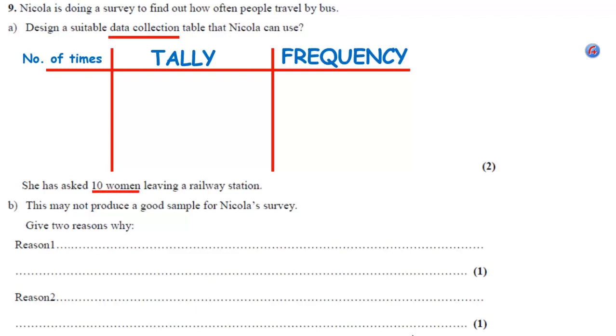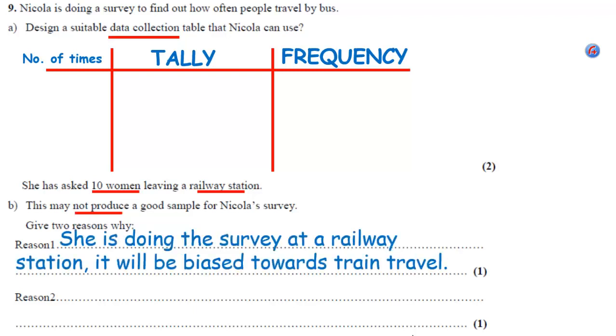She asked 10 women leaving a railway station. This may not produce a good sample for Nicola's survey. Think about it. She's interested in how often people travel by bus. She goes to a railway station. She asks 10 women. So there are logical things you could write here. Why does this not produce a good survey? She's doing a survey at a railway station. It will be biased towards train travel.